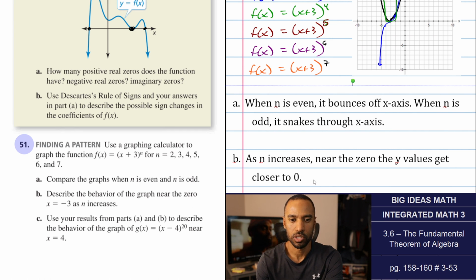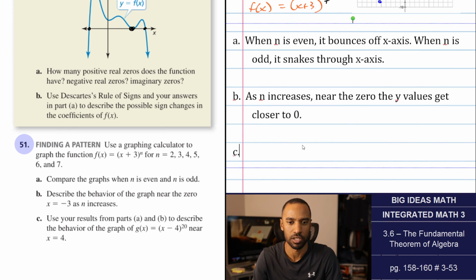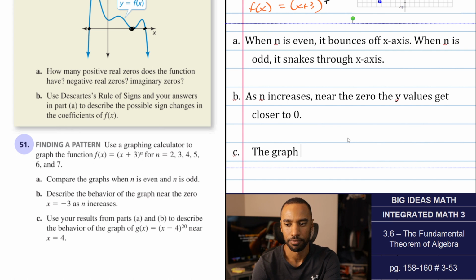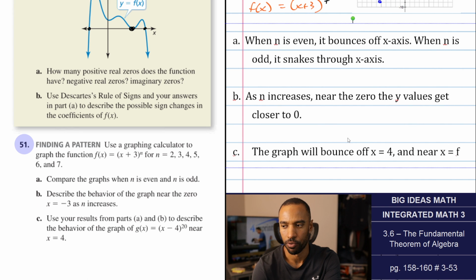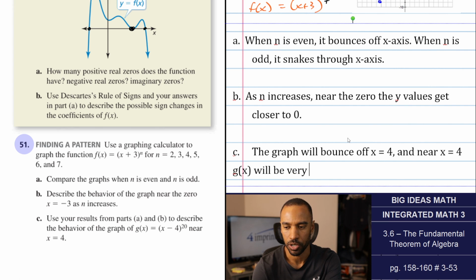Part C, use your results from part A and B to describe the behavior of the graph of g of x equals x minus 4 to the 20th power near x equals 4. So I'll say that first of all, the graph will bounce off x equals 4. And near x equals 4, we will have g of x approaching 0. It will be very near 0.